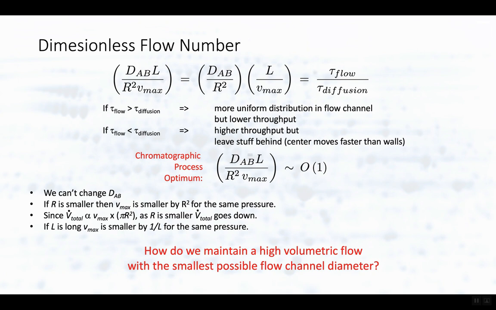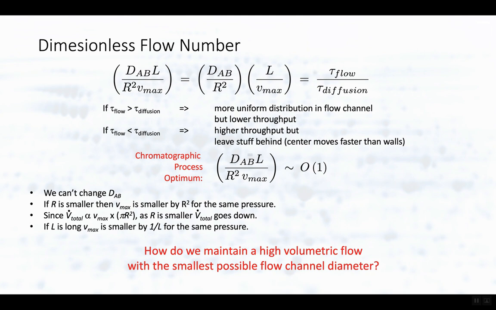Okay, if the time constant for flow is very much less than the diffusional time constant, then we get that bullet-shaped flow. We have higher throughput, but we're leaving stuff behind, and it'll tail out kind of forever. That's left in the capillary. The stuff nearest the wall doesn't have a chance to diffuse out, so we get that long bullet shape that you saw in the video.